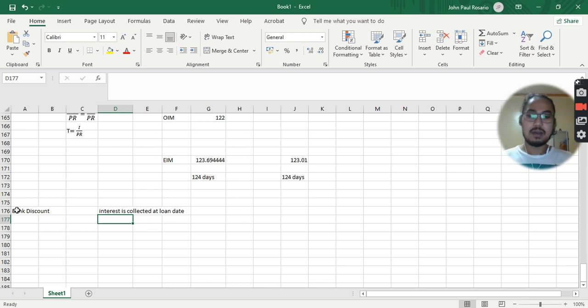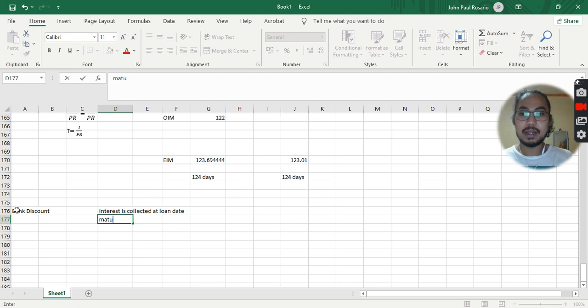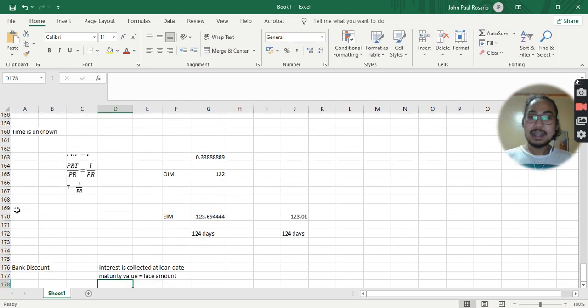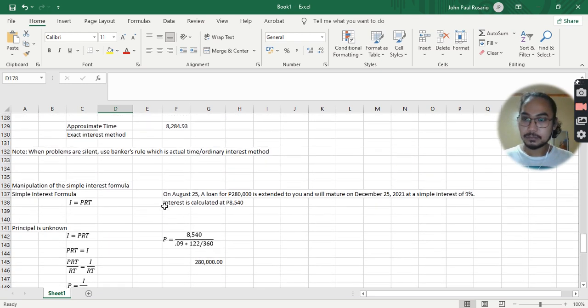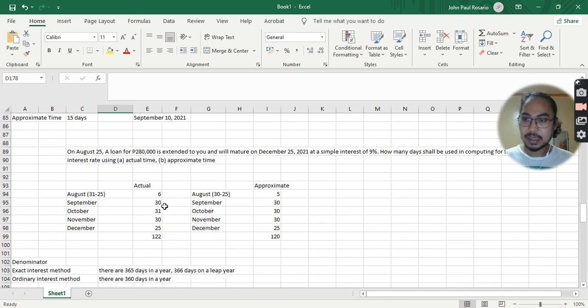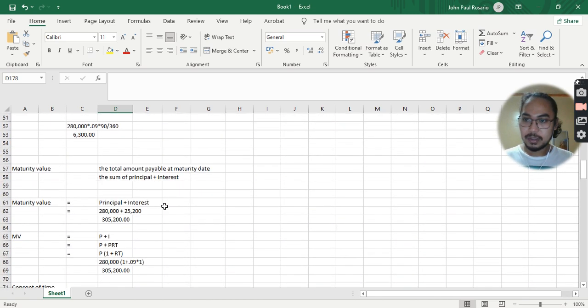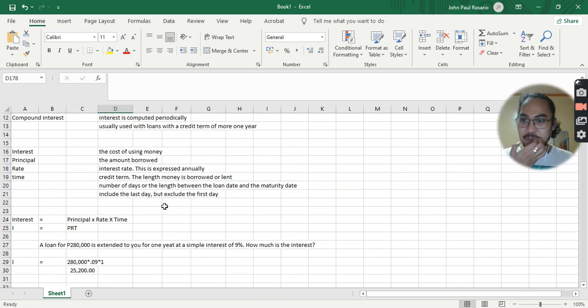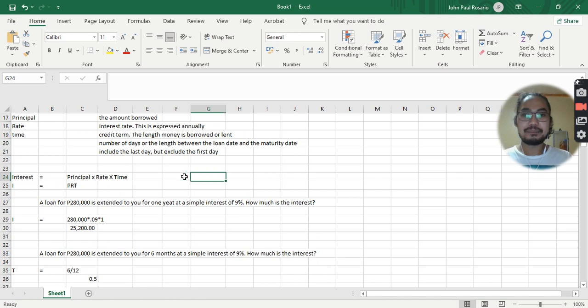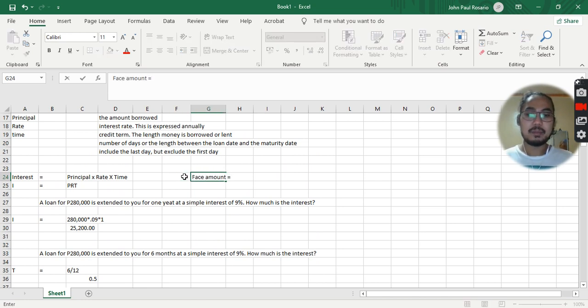Now, in bank discount, maturity value is equal to the face amount. So, there is a simple interest formula. This is sa taas ba? Sa taas ka, Jut. Simple interest. Okay. So, there is a simple interest, no? Face amount is equal to principal.